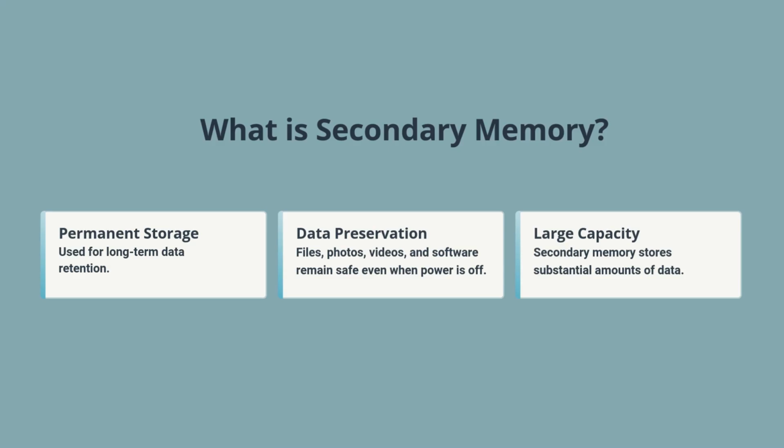Secondary memory is the permanent memory of a computer. It is used to store data like files, photos, videos, software, and documents for a long time. Even when the computer is switched off, the data in secondary memory is safe. For example, think of secondary memory like a cupboard at home. You keep things inside, and they stay there even when you leave the house.